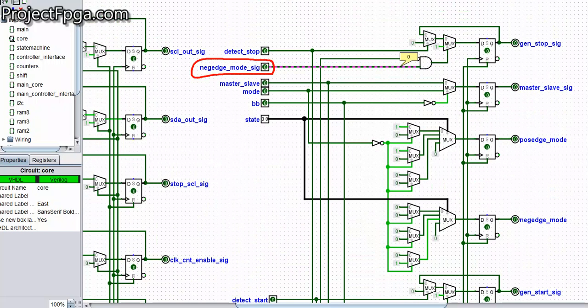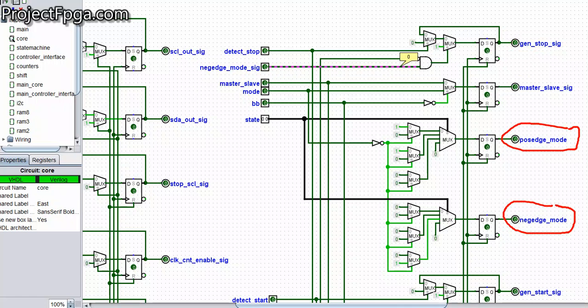So as you can see, once this negative mode is used to turn this gen stop on, the detect stop means that the gen stop is on already, detects it and then turns it off. So on the next clock cycle, turn it off. The negative mode signal is used to start it. The positive mode signal is used to start the gen start. So see where they were being generated, the positive mode and the negative edge mode.